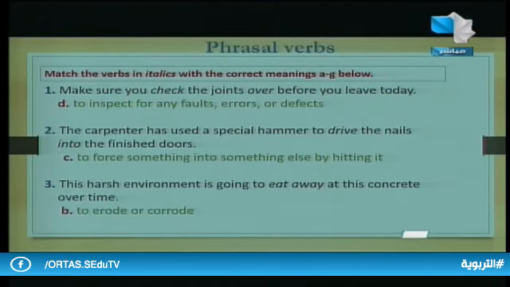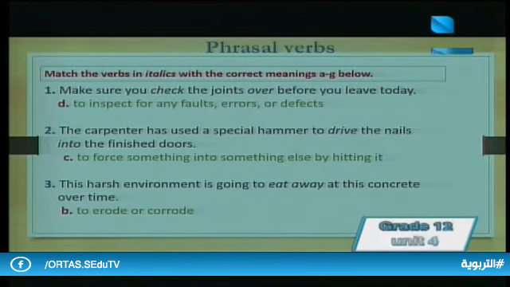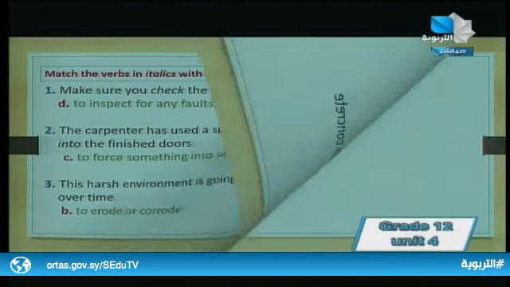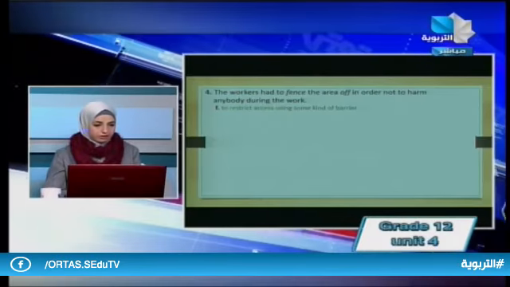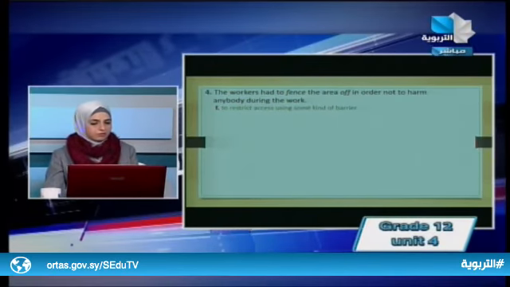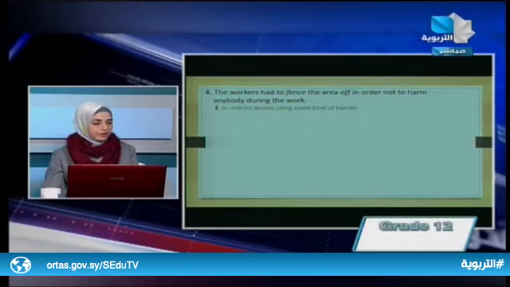Three, this harsh environment is going to eat away this concrete over time. Erode or corrode. Yes. And number 4, the workers had to fence the area off in order not to harm anybody during the work. It means to restrict access using some kind of barrier.